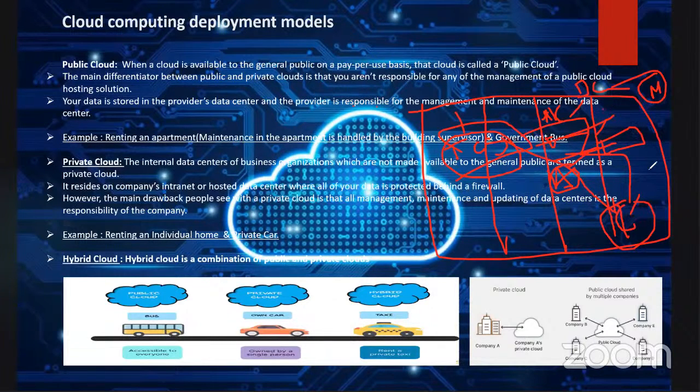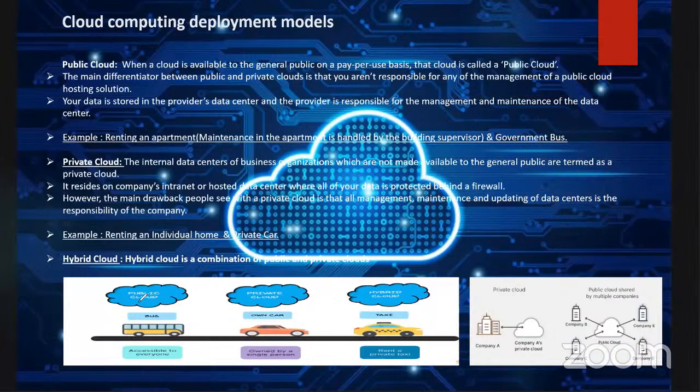They are sharing a lot of big servers. I was studying about rack servers, so the rack servers will be shared. It is commonly shared by multiple companies, and that is called public cloud. As an example, I was telling about public cloud as a general bus. If you see the government bus, everyone can go and utilize it. You can sit in one seat, right? That is commonly shared by any individual person. Any individual person can go and sit there. That is called public cloud.